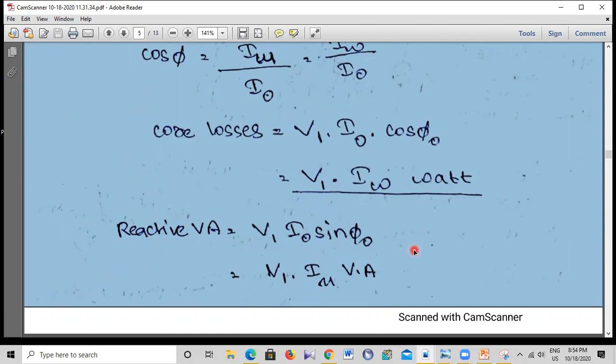To understand more about active and reactive components, there is another video which I have uploaded regarding the power factor. You can watch that. You will get a better idea of what is the active component, what is Iw, what is I mu, and everything. Okay.